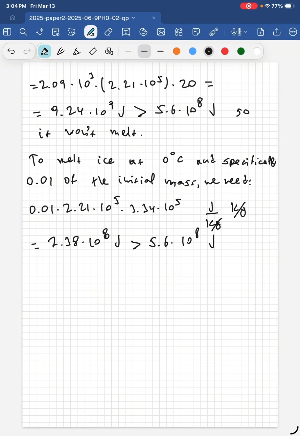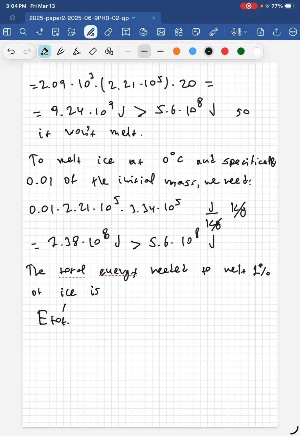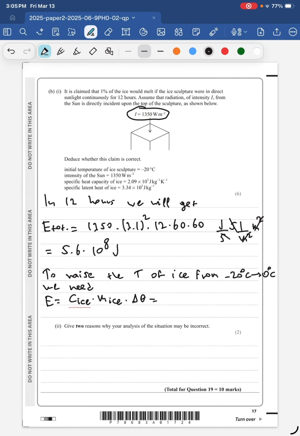Okay, so the total energy needed to melt 1% of ice is E total, let's call it prime, 1.3 times 10 to the 9 joules. So the claim is totally false, okay? So that's the answer. We don't have enough energy to do that, so the claim is wrong. Okay, there is one more question, part 2.